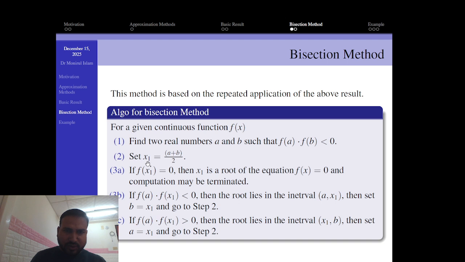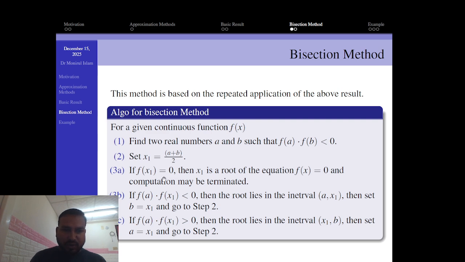So the first bisection is (a plus b) by 2. This is the bisection of a and b, denoted by x1. Now check whether f(x1) is 0. If f(x1) is 0, then x1 is the root of the equation f(x) = 0, and the computation may be terminated. That means we get the exact root.